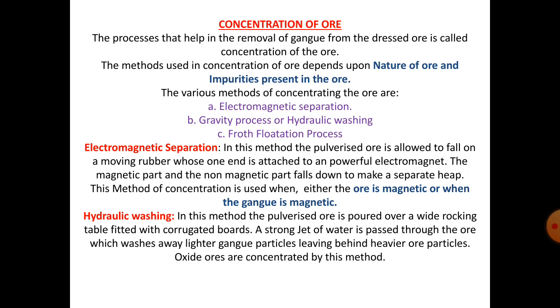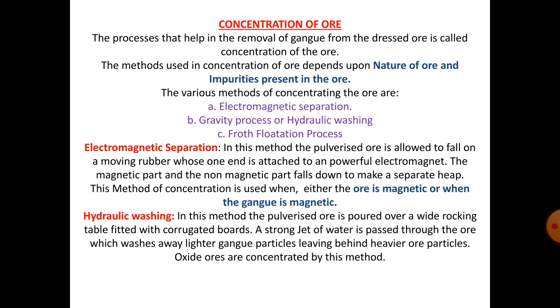In this method, the pulverized ore, that is the powdered ore, is allowed to fall on a moving belt whose one end is attached to a powerful electromagnet. The magnetic part and the non-magnetic part fall down to make separate heaps. This is natural. The ore particles which are magnetic in nature will fall near the magnet, but something which is non-magnetic will fall away from it, making a separate heap. This method of concentration is used when either the ore is magnetic or when the gangue is magnetic.